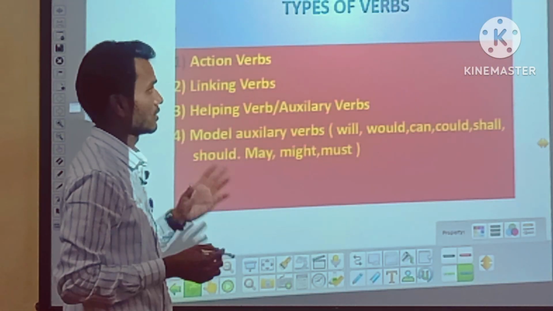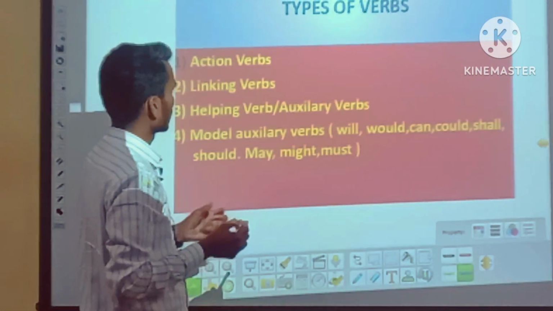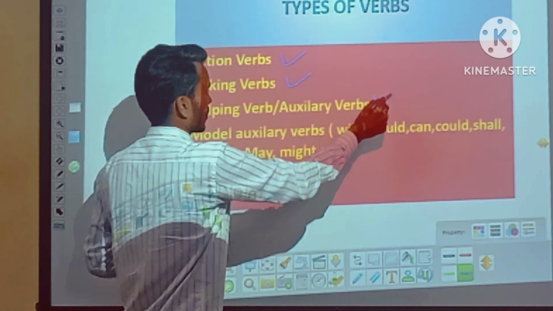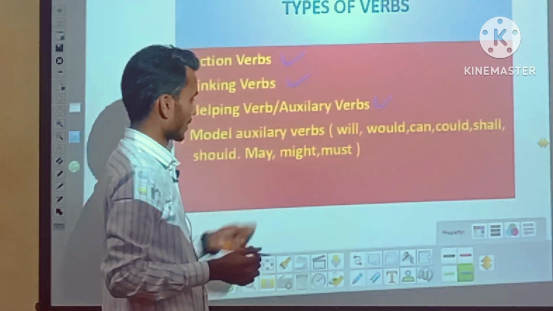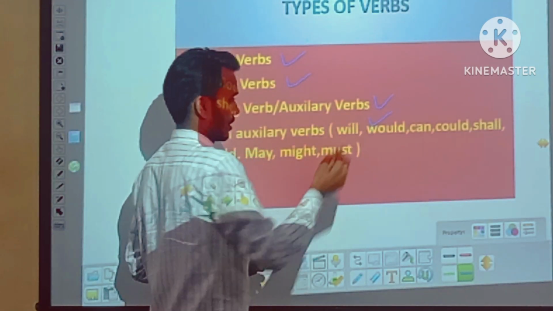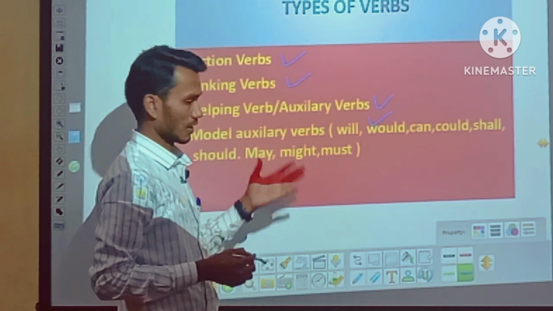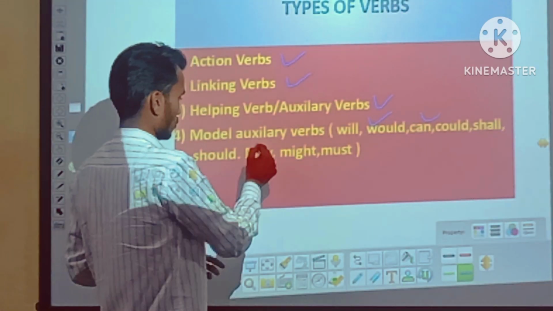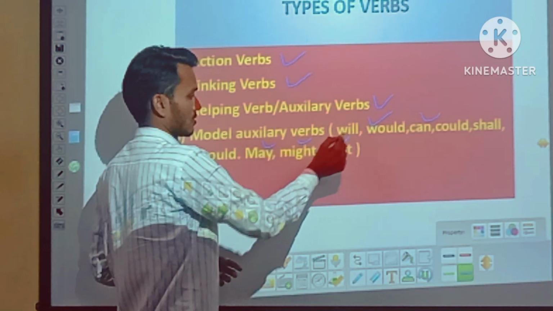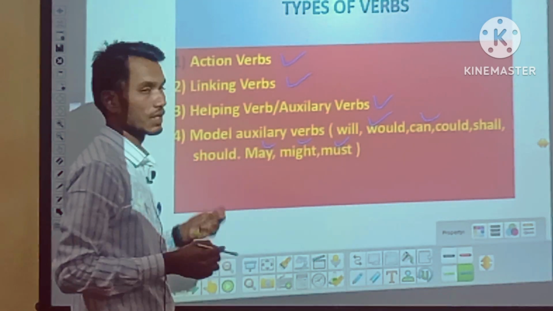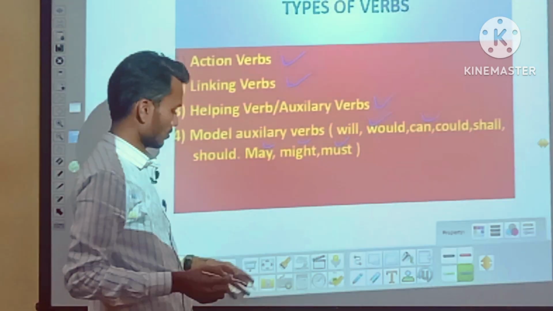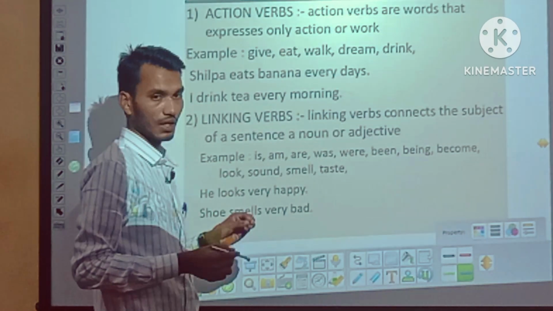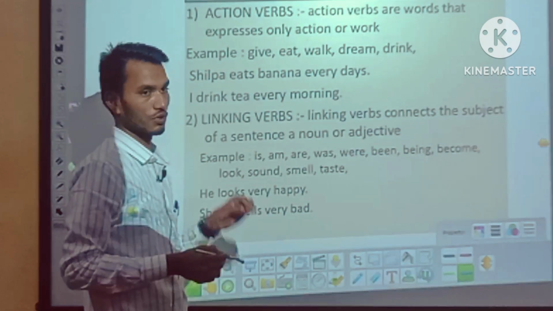Then we will look at the types of verbs. Here we have action verb, linking verb, helping verb, sometimes known as auxiliary verb, and we have modal auxiliary verbs, right? Modal auxiliary verbs like will, would, can, could, shall, should, may, might, must. So these are the types, or the kinds, of verb. Now I am going to discuss in detail each type of verb.